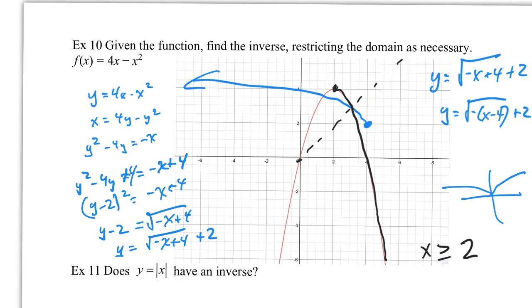I think example 11, does y equals the square root of x have an inverse? The answer is clearly, since y equals square root of x is a v, then it does not have an inverse. So the answer to that question is straightforward, no. Okay, that'll be that for that video.